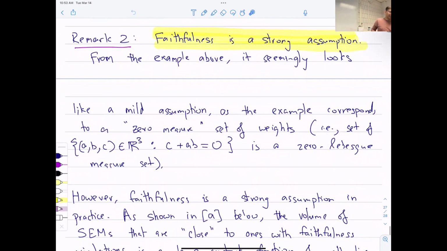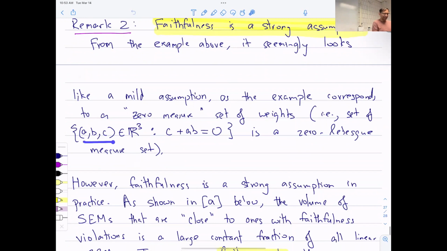That's the first remark. Second is faithfulness is a strong assumption that is going backwards from conditional independence to graph structure. It looks like it's mild because, in R3, at least the example I showed, C plus AB is 0 is, quote unquote, a 0 Lebesgue measure set. Of course, pushing something off by saying it's 0 Lebesgue measure is scary, because why is Lebesgue measure so magical? That's a different story. Okay. But at least at some level, it looks like I shouldn't worry about it.